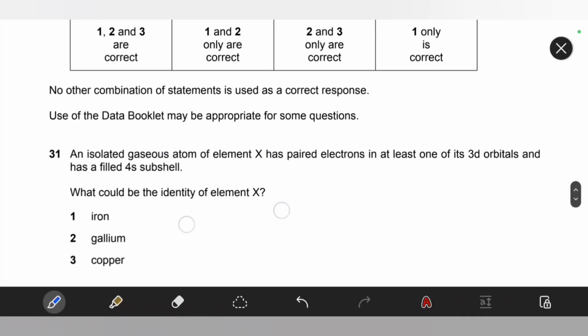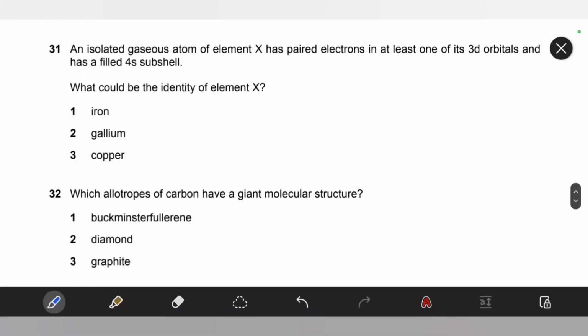Section B. An isolated gaseous atom of element X has paired electrons in at least one of its 3d orbitals and has a filled 4s subshell. What would be the identity of element X?